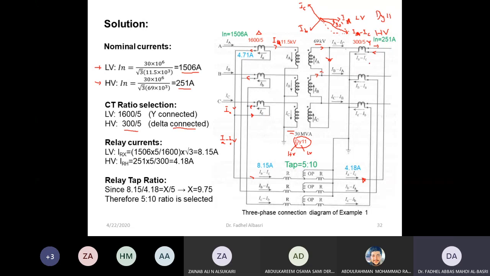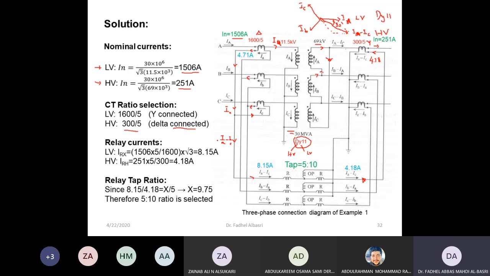Now, because of this, what will be the current at the secondary here? It will be this rated current over the CT ratio, and I get 4.71. If you also divide the rated current, 251, by this, I get 4.818 amperes.